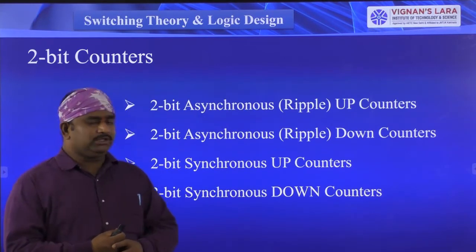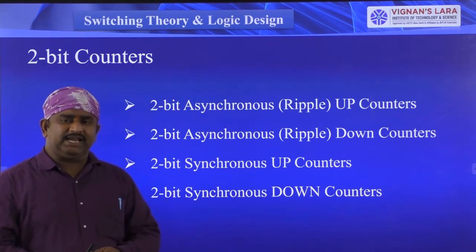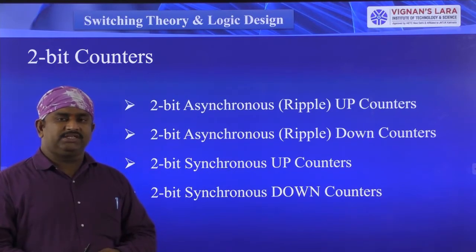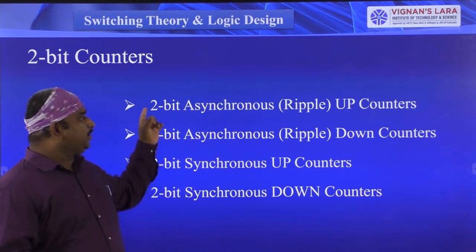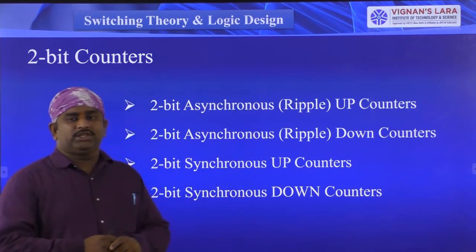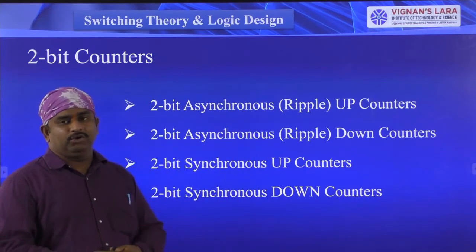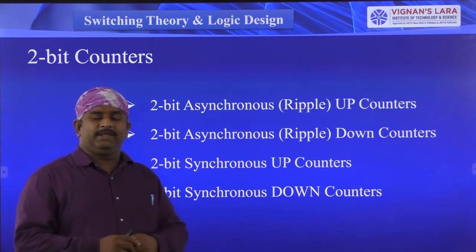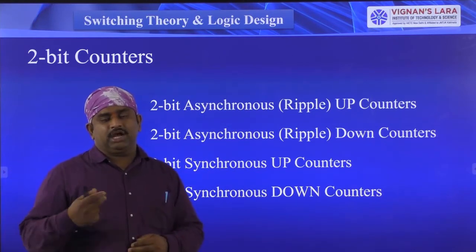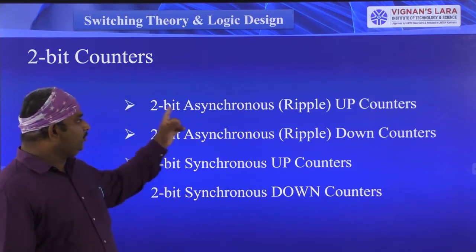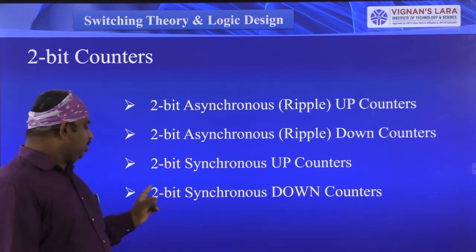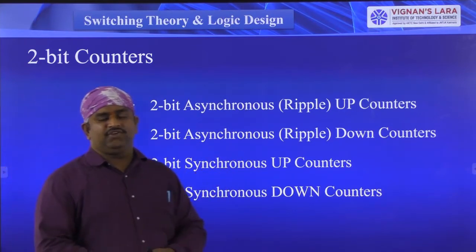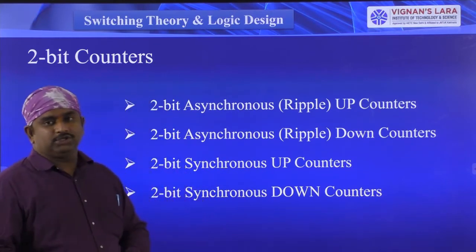Now, in this class we will see the 2-bit counters. Here we have 4 varieties of 2-bit counters. The first one is the 2-bit asynchronous up counter. Asynchronous counters are also called ripple counters, so if anywhere it is said to be a ripple counter, that is automatically an asynchronous counter. The four are: 2-bit asynchronous up counter, 2-bit asynchronous down counter, 2-bit synchronous up counter, and 2-bit synchronous down counter. These are the different types of counters we are going to concentrate on.